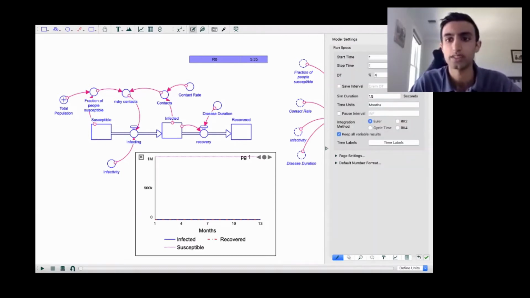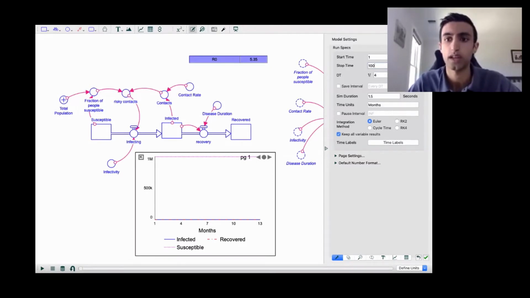So you also need to set the times. We'll start at 1 and end at 100, and we'll say that our time units are days. The integration method we're using is Euler. Like I said, it's a way to numerically solve simultaneous differential equations.